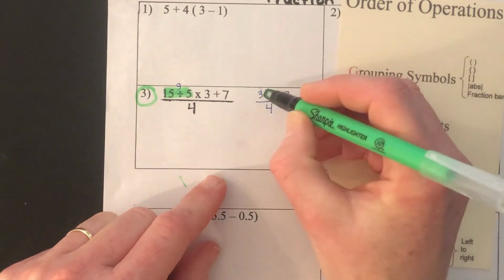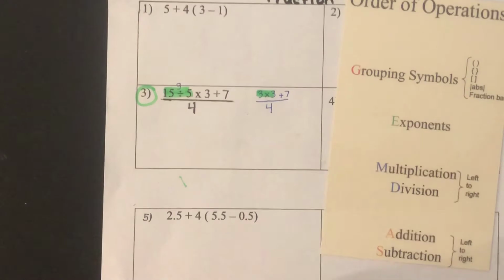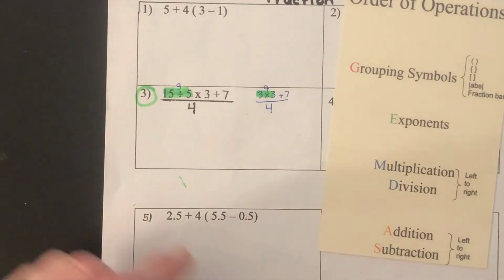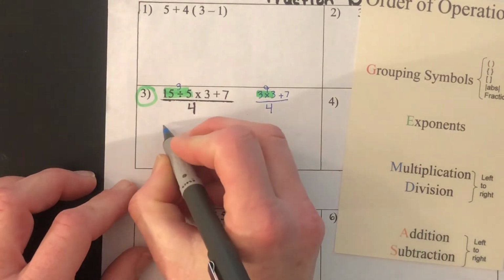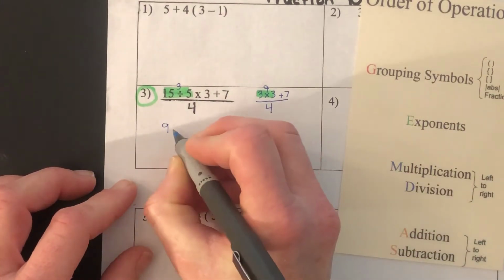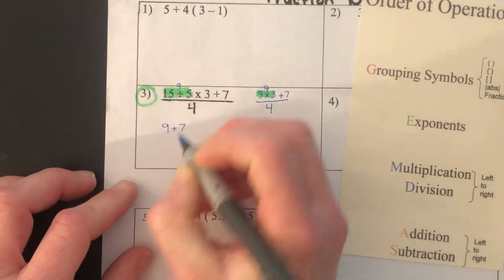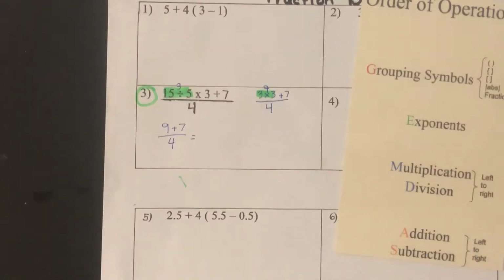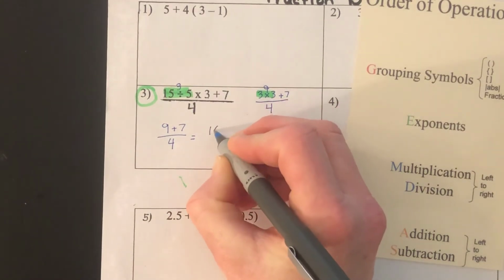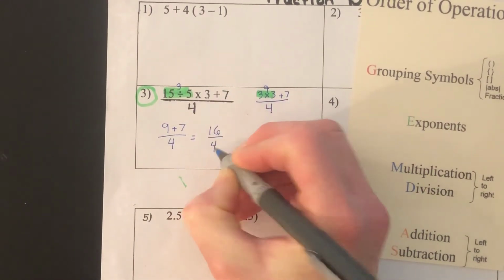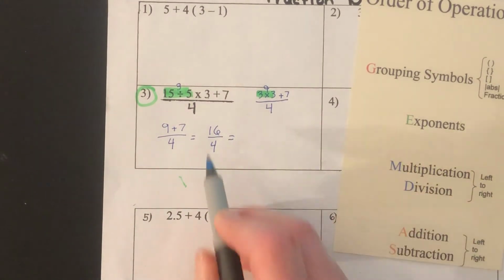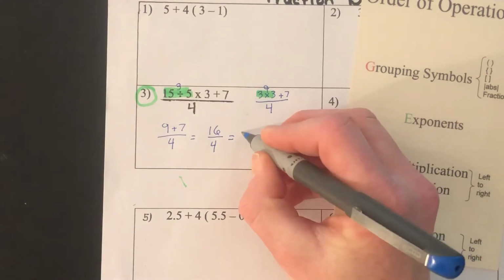Well, we do multiplication. 3 times 3 is 9. There we go. So now I've got 9 plus 7 divided by 4. That's easy. It's obvious I do plus. So now I've got 16 divided by 4. Now finally, I can use the division bar. That would be 4.